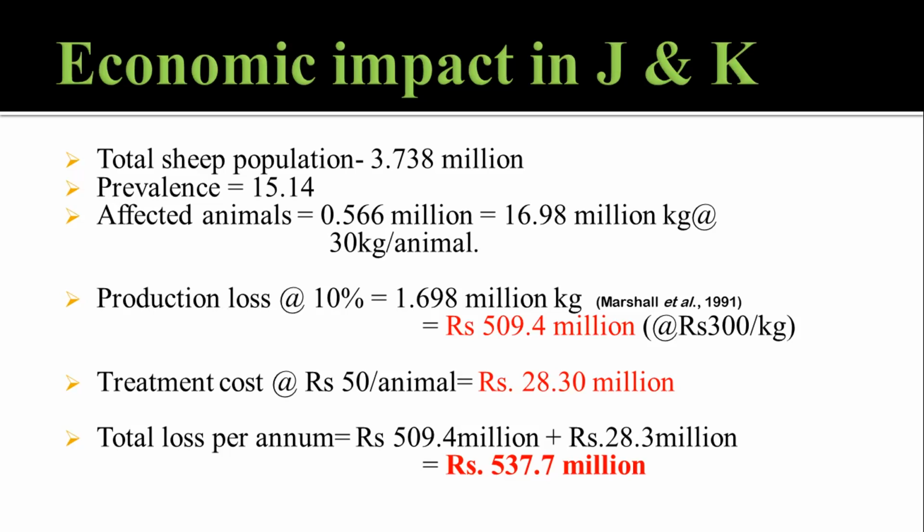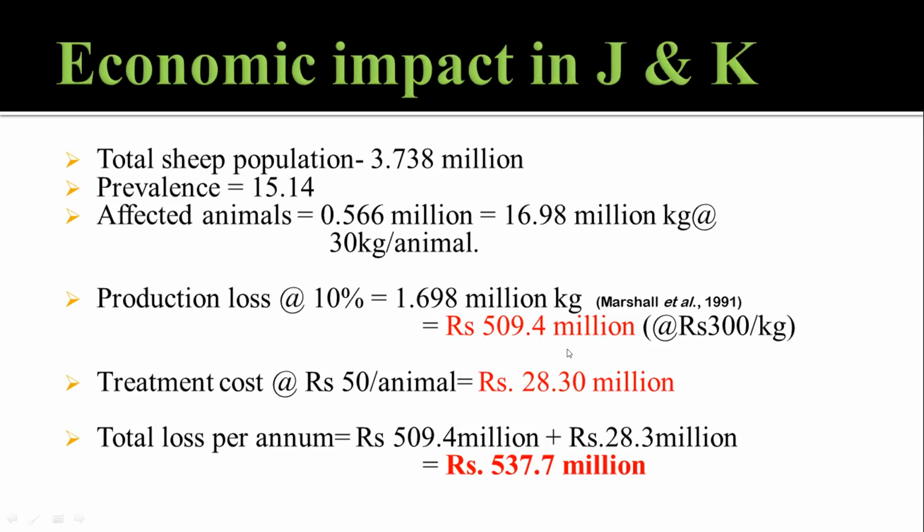These are due to the foot rot. You can see that the total sheep population of J&K is around 37 lakh, or 3.7 million, and we have determined its prevalence. It is around 15 to 16%. And by this, we have calculated that losses due to the foot rot alone, if we consider 10% production losses, are around 509.4 million rupees.